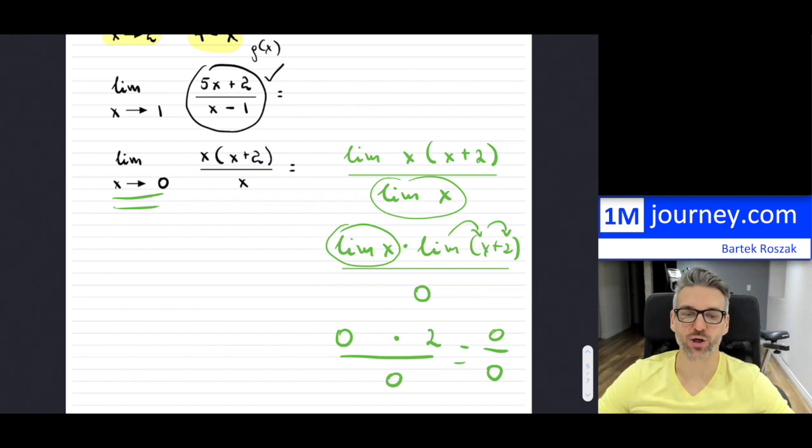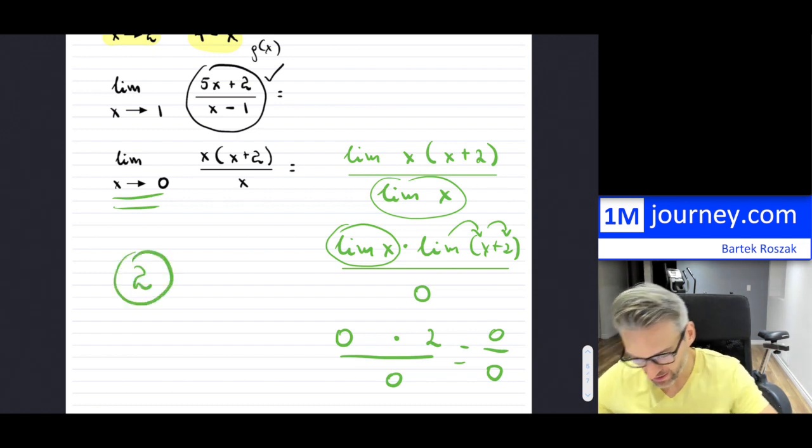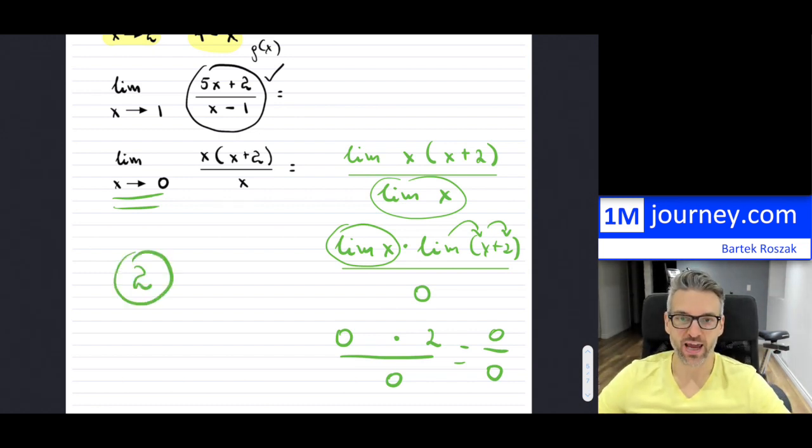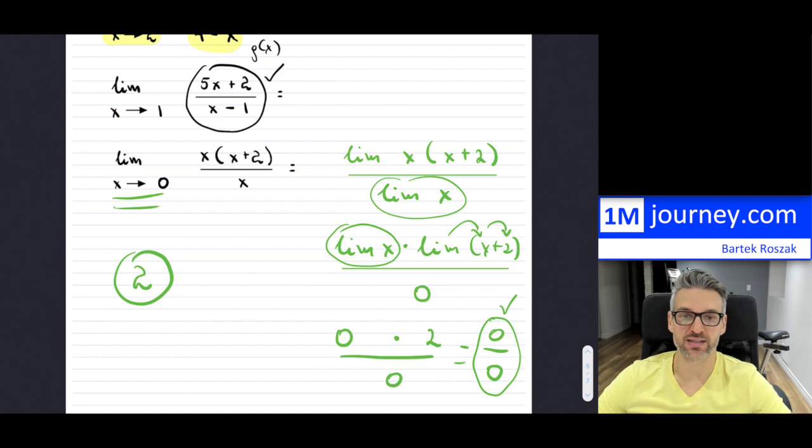And that's indeterminate. And in this case, you cannot say that the limit does not exist. In fact, the limit does exist, and the limit is equal to 2. Now, why is this the case? If the properties lead us to this, and that tells us that it's indeterminate, we can't stop there. We have to use a different method.